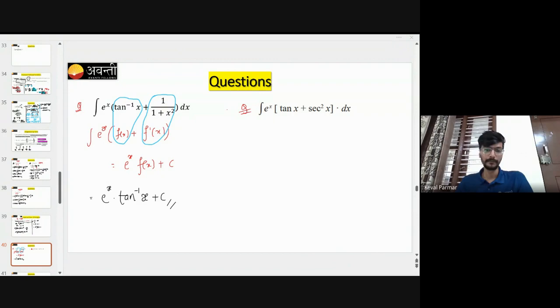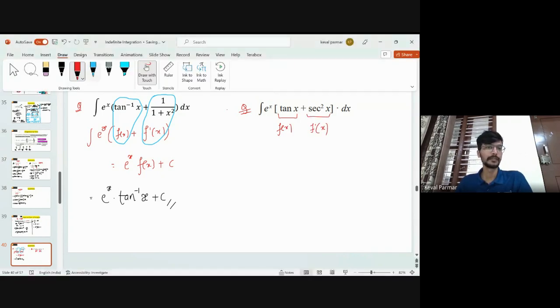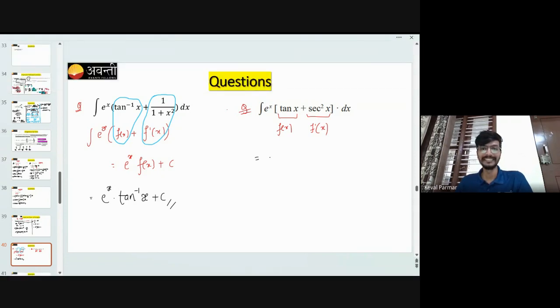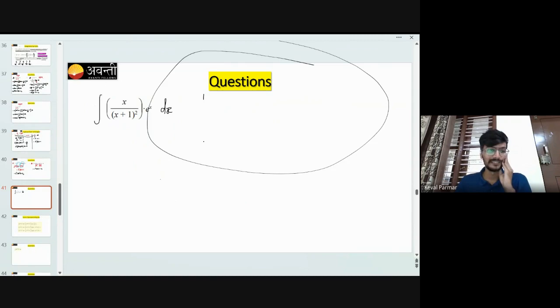So here, as we can see, this is f of x and this is f dash of x. So this is a very simple question, and the answer will be e raised to x into 10x plus c. Superb. Very good. So let's try some interesting question. This is also a warm up. Okay. Now let's look at this.